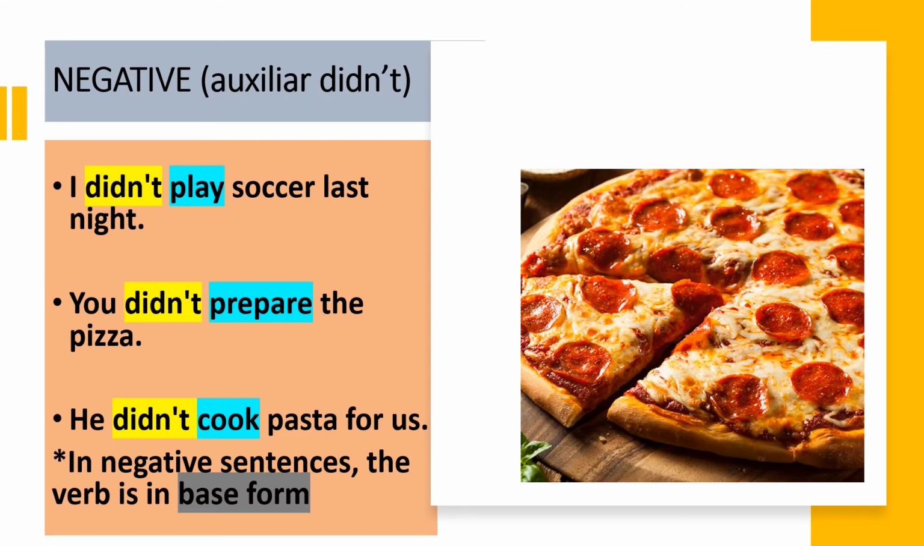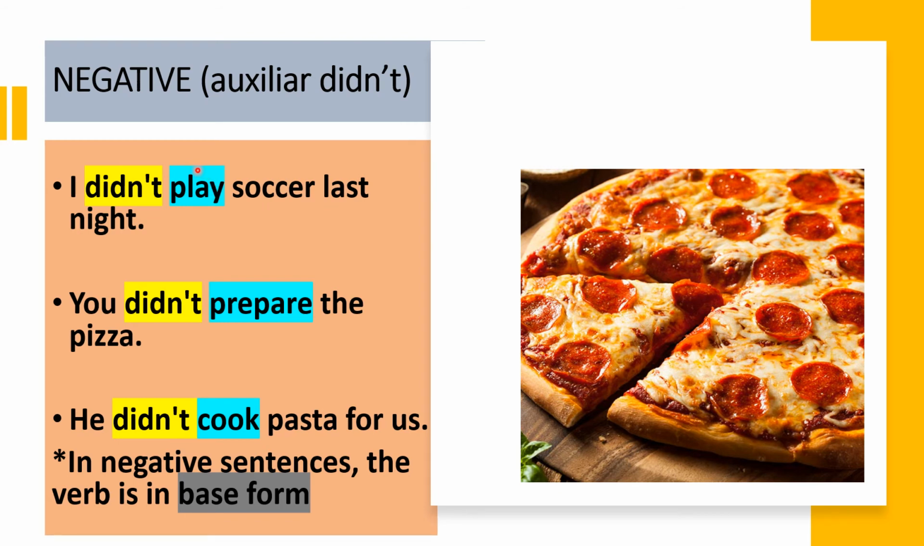Now, these are some negative sentences. Using the auxiliary didn't. Remember that this apostrophe means that two words have been joined. Did not. Okay, it's the same. Did not or didn't. I didn't play soccer last night. Didn't means did not. You can say I did not play soccer.